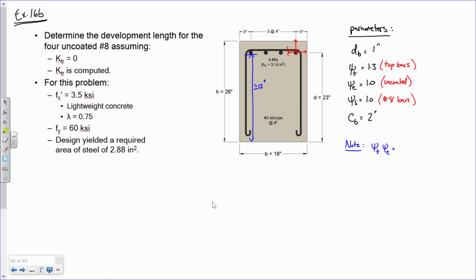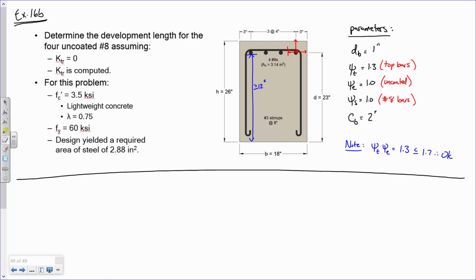Now, what is psi t psi e? If I multiply those, what do I get? And what does that have to be less than or equal to? 1.7. So that's less than or equal to 1.7, so that's okay. If it's bigger than 1.7 or equal to 1.7, just use 1.7 in that computation. All right. Okay.